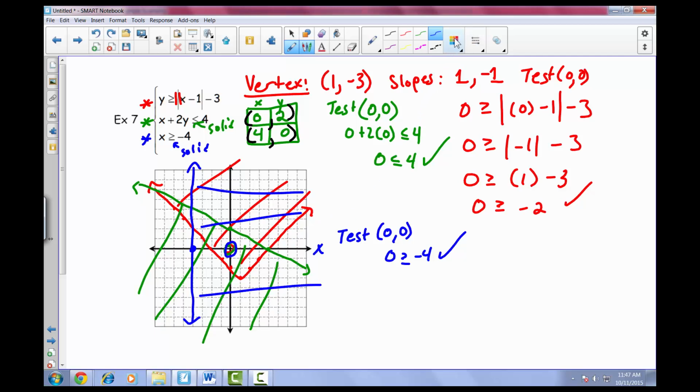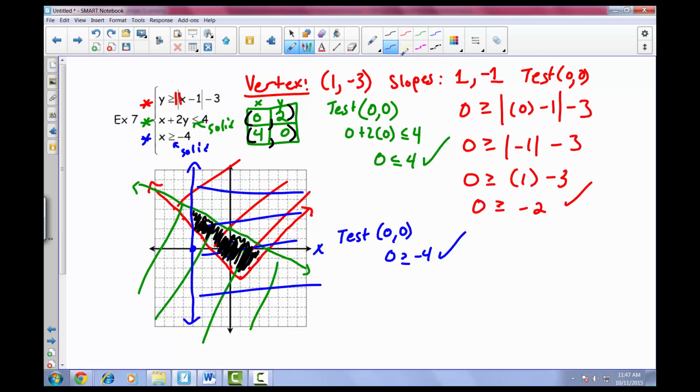So in just looking at our final shaded region, it appears that it would be this, it looks almost actually like a, kind of like a trapezoid. Right, but that would be the region where they are all inclusive.